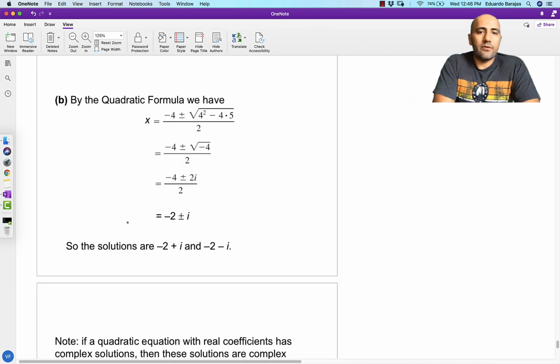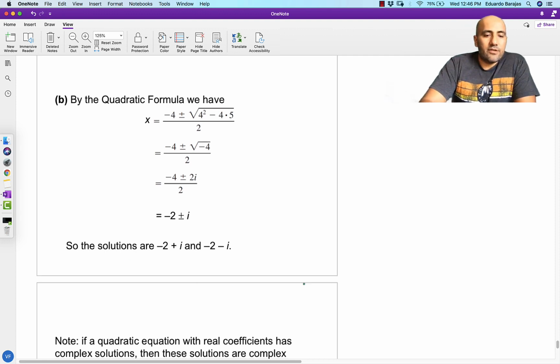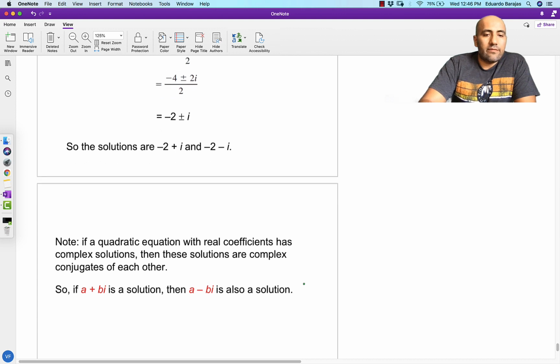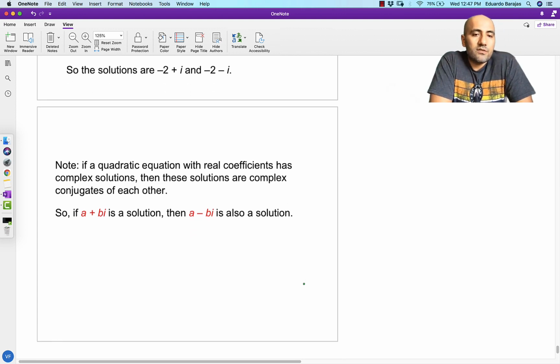Okay, so this is what the author did. Again, went right over to the quadratic formula, plugged and chugged everything in there. We have the two answers, negative 2 plus or minus i, and then you can check it to make sure it works. Note that if the quadratic equation with real coefficients has complex solutions, then these solutions are complex conjugates of each other. So it's just another pattern that is noticed.